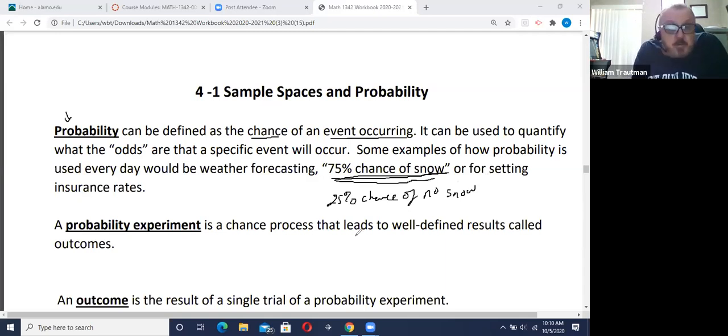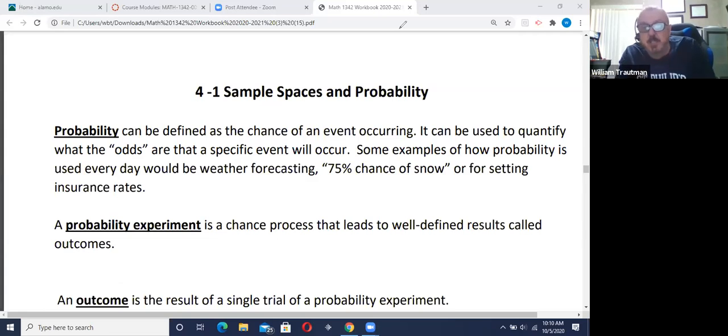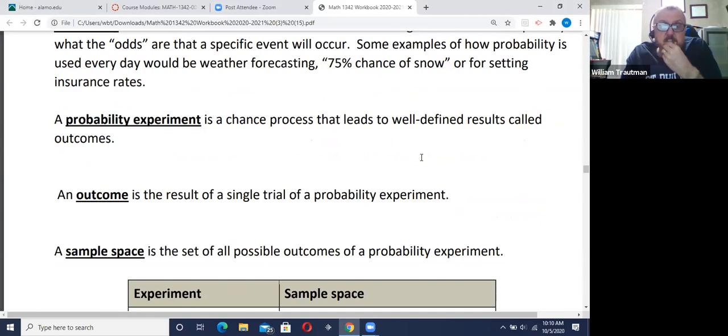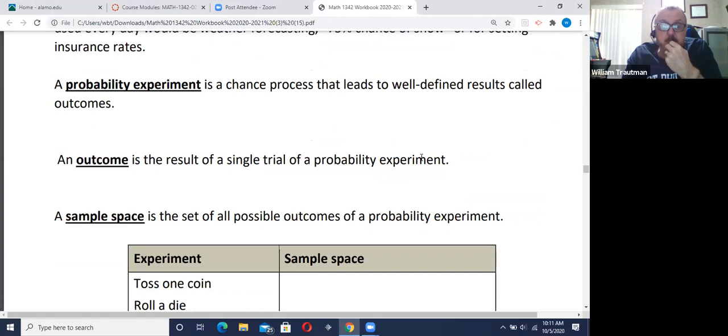And a probability experiment is a process with well-defined outcomes, and we're going to talk about outcomes today. An outcome is a result from a single trial from an experiment. We say experiment, but it's just a way we say a group. So an outcome is a result, something that could happen from a single trial.